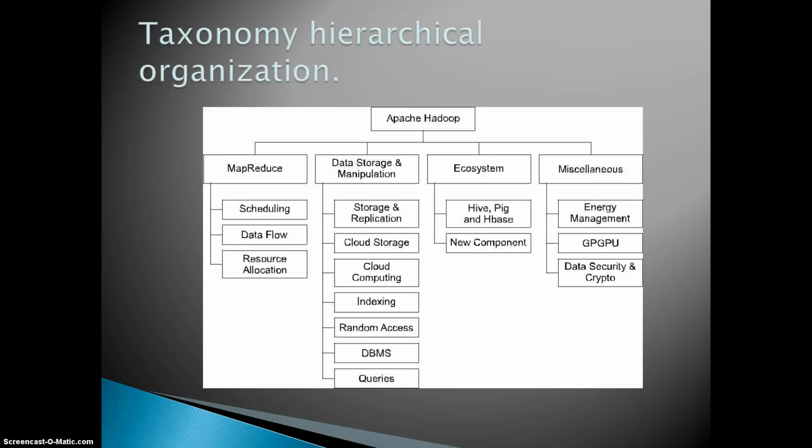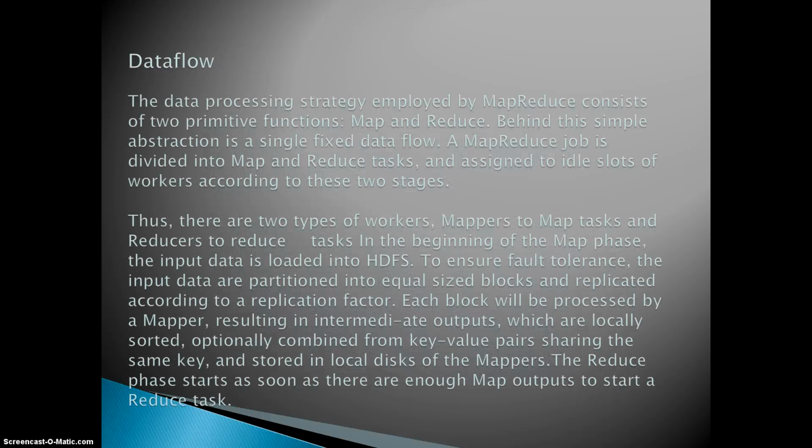Here we show the hierarchical organization of Apache Hadoop. It contains MapReduce, data storage and manipulation, ecosystem, and miscellaneous. Scheduling, data flow, and resource allocation come under MapReduce, and data storage and manipulation comes under storage replication, cloud storage, cloud computing, indexing, random access, DBMS, and queries. Hive, Pig, and HBase come under the ecosystem, along with new components. And energy management, GPGPU, data security, and crypto come under miscellaneous.